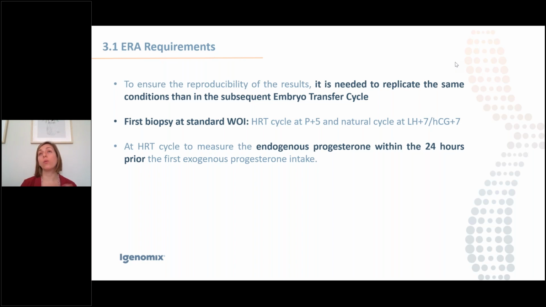For that reason we tend to be conservative and request to replicate all the drugs or all the medicaments that are going to be used during the transfer cycle, the same for the biopsy cycle. Because at the end, there are no specific drugs or medicaments that can affect ERA itself, but they can affect the reproducibility of the result. And for that reason, if you are going to use it during the transfer cycle, no problem, just use it also during the biopsy cycle. Okay.